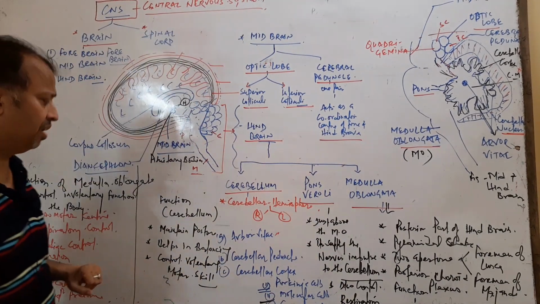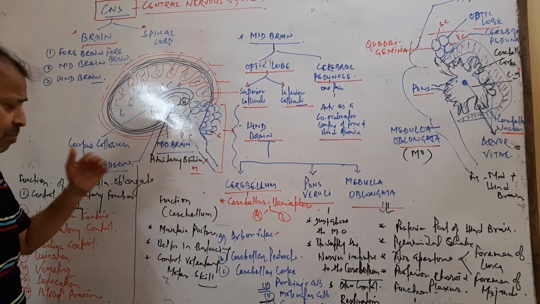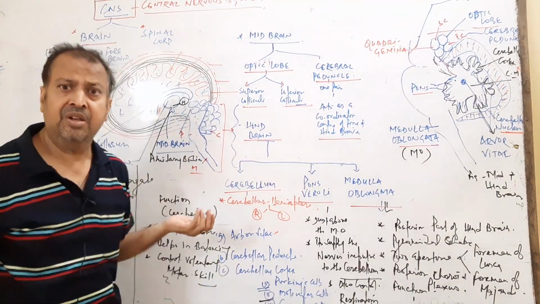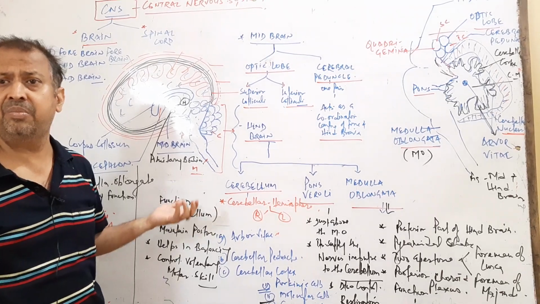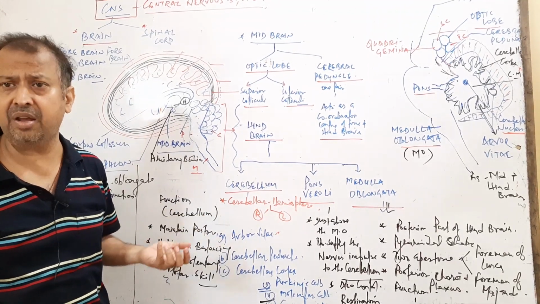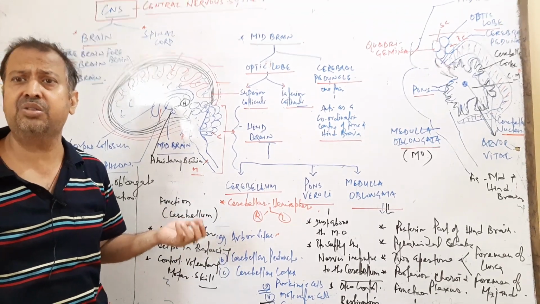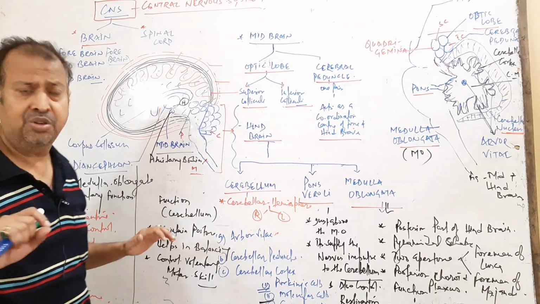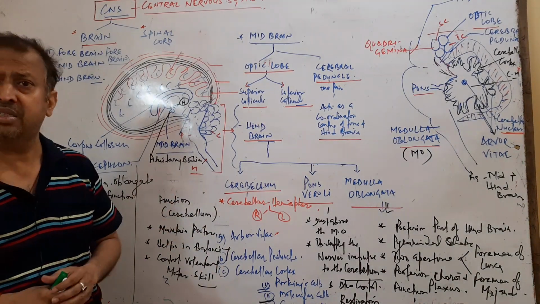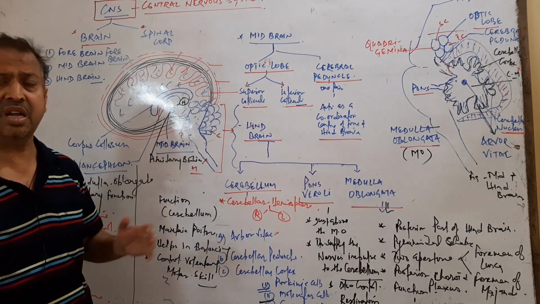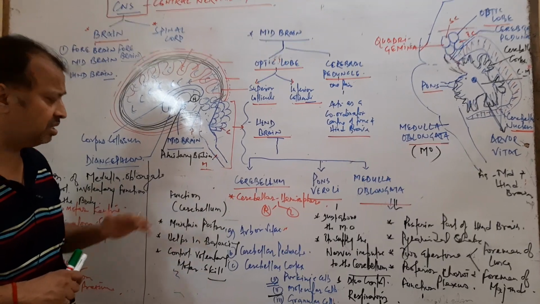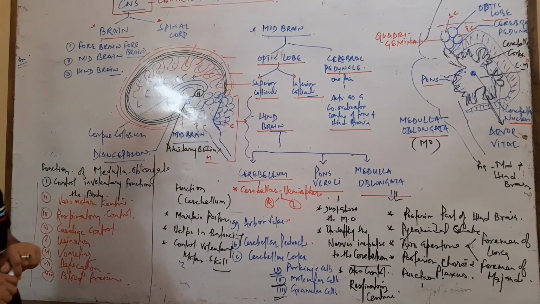Now we come to the function of the cerebellum. The main function of the cerebellum is to maintain posture, maintain body equilibrium, and also control motor skills. Whatever movement you do is controlled by the cerebellum. So posture and equilibrium are controlled by the cerebellum. That is all about the cerebellum.